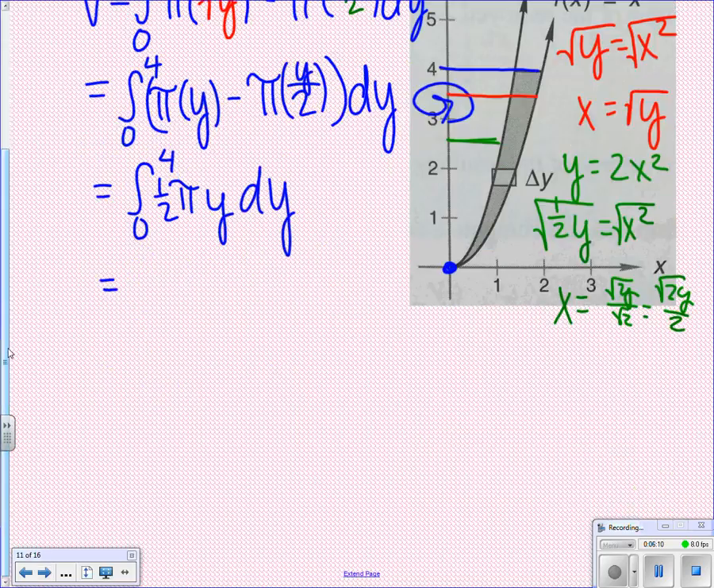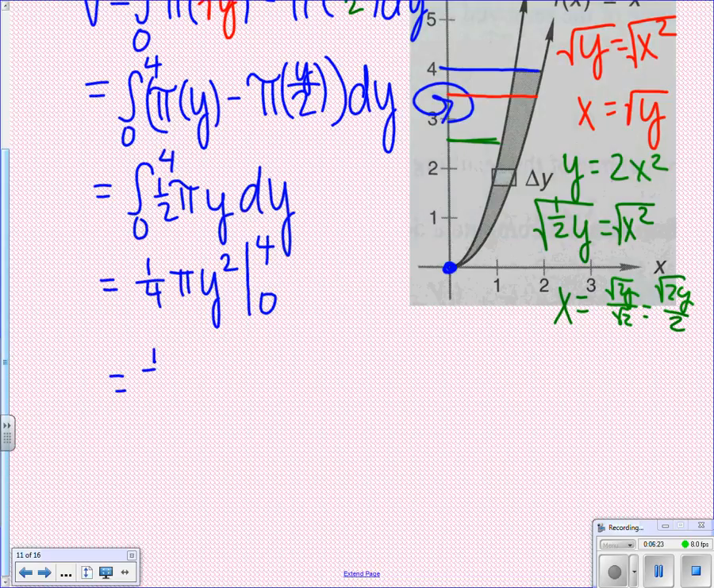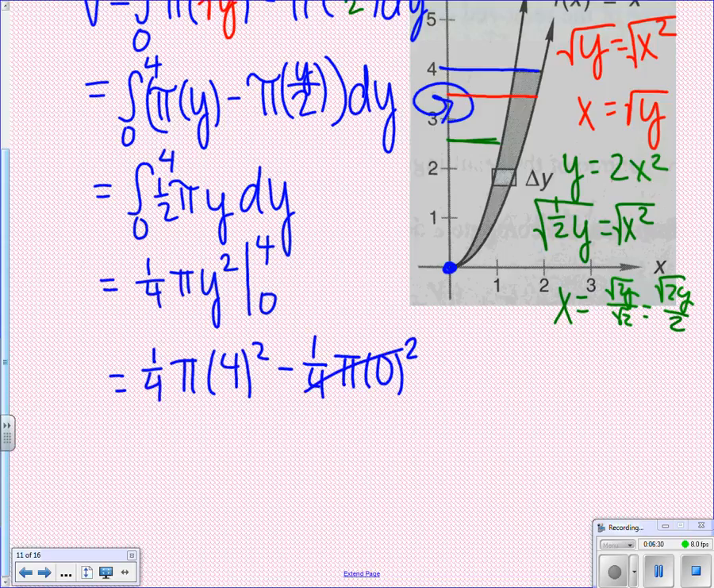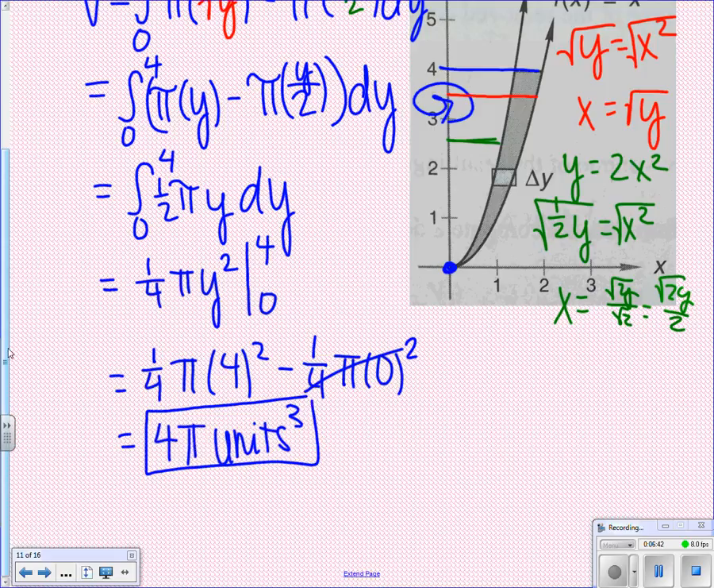We're going to have 1/4 pi y squared from 4 to 0. And then you plug in your 4, and then you plug in your 0. That term's going to disappear, and 1/4 of 4 squared is just 4, and then we have pi. And our units are going to be cubed because we have volume. And so that would be the volume for that figure there.